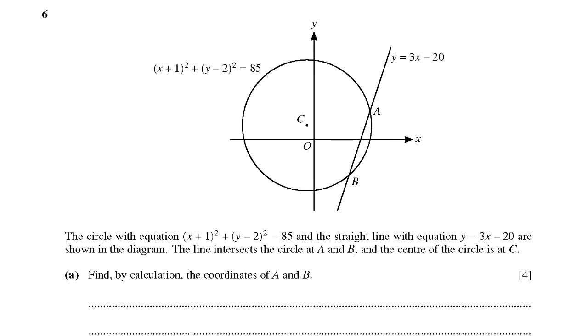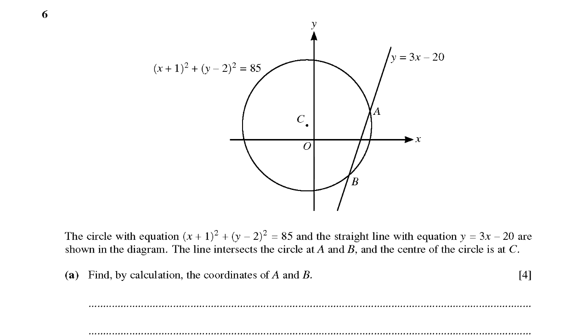All right, we have a diagram with a circle and a straight line, and we have the equations of both of those. The circle with the equation and the straight line with an equation are shown. The line intersects the circle at A and B, and the center of the circle is at C. Find by calculation the coordinates of A and B. If we look at the equation for the circle, we can identify that C is (-1, 2), and you can read that straight away from the circle. Pay attention, and hopefully that will help later.